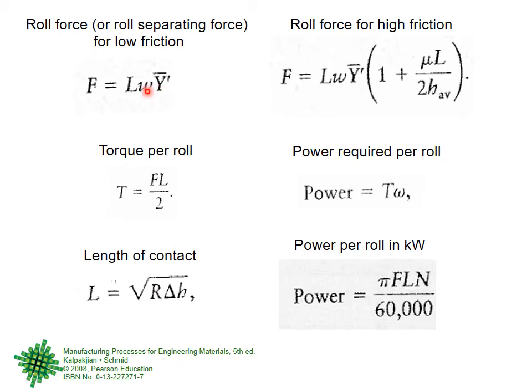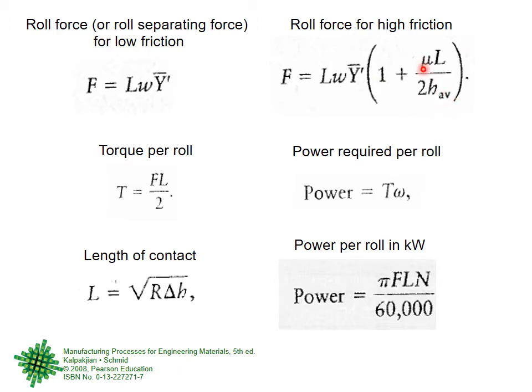The other thing, W is the width of the slab piece, whatever stock material you have, and this is the material property, Y bar, right? So these are the equations if the friction is reasonably low. If the roll friction is high, then you have this, but you multiply it by a factor: L W Y bar dash into (1 plus mu L upon 2 H average).